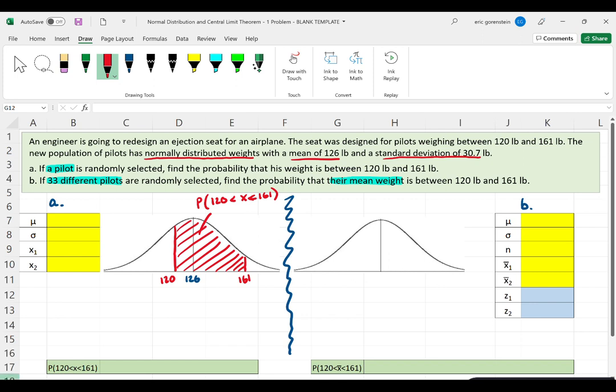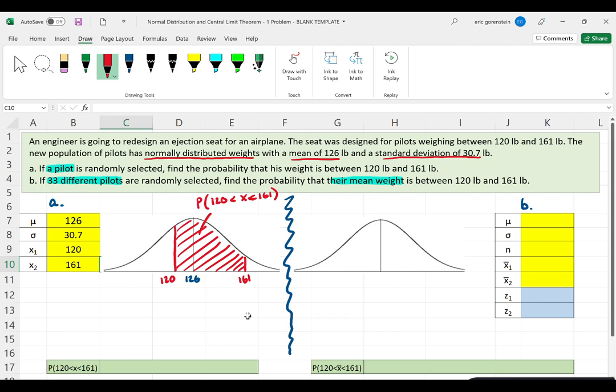And I just have these yellow cells over here on the left just to sort of organize the information that's given in the problem. It's not necessary, but I like to organize the information. So let me just record these four values. The mean is given, that's 126. The standard deviation is given, that's 30.7. And our two X values, X1 and X2, will be the 120 and the 161.